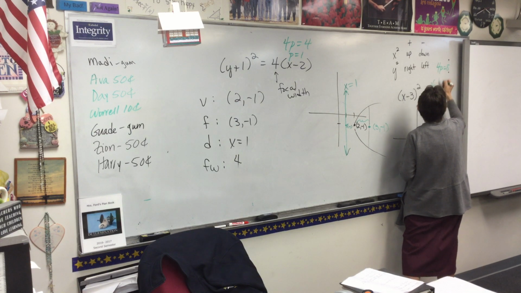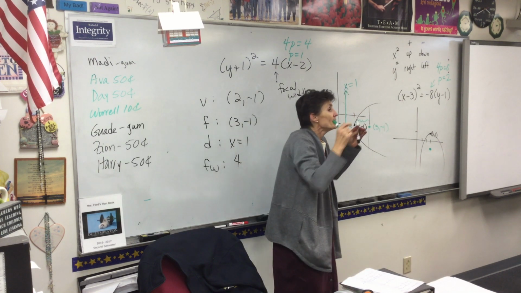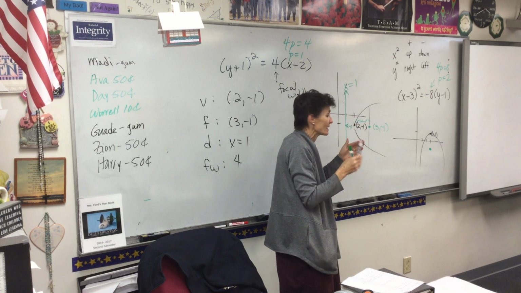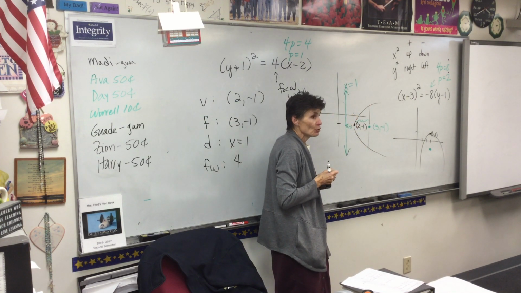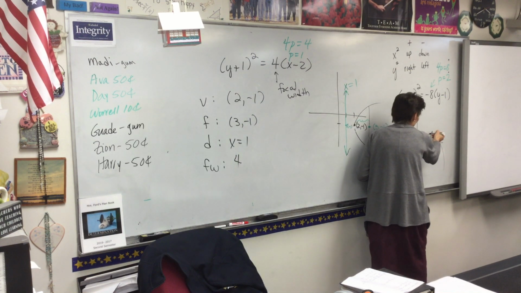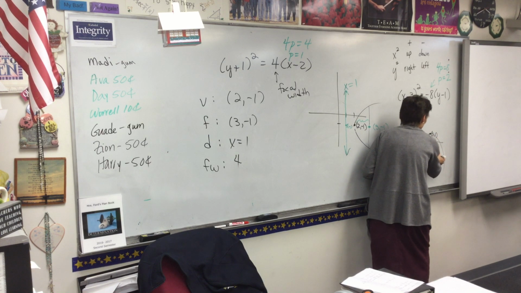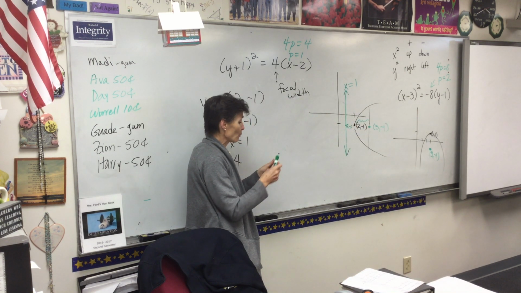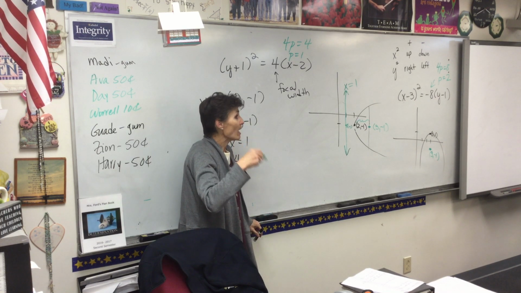So 4p is 8, so p is 2. Now some of you are saying, well, I thought it was negative. Negative means down. I'm going down 2 units, so I don't care if you say 2 or negative 2. We need to figure out what this point is. If we start right here and go straight down 2 units, you're at 3, negative 1. Very good. That's going to be 3, negative 1. I am going to have graph paper on your test and quiz so you can actually count if you want.